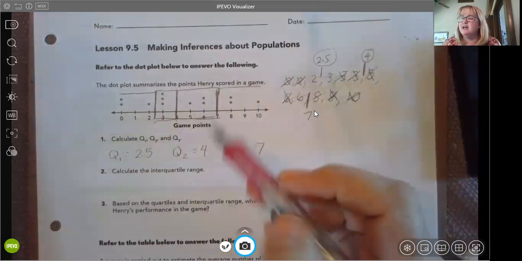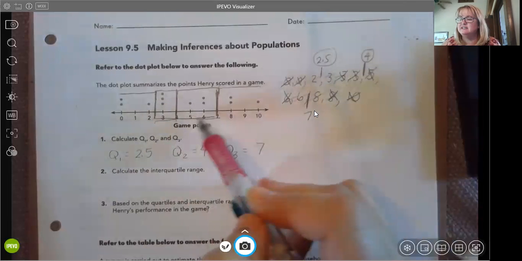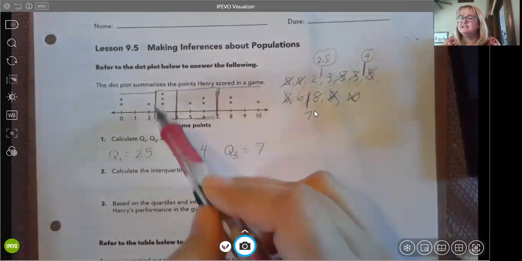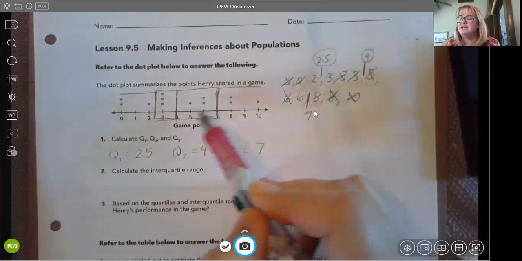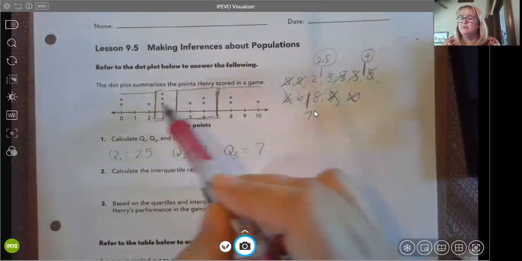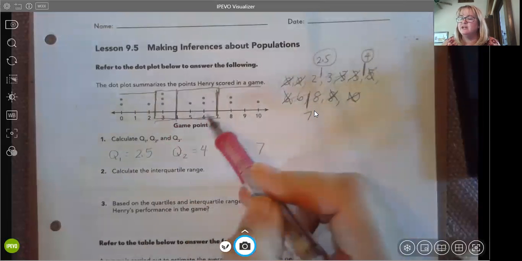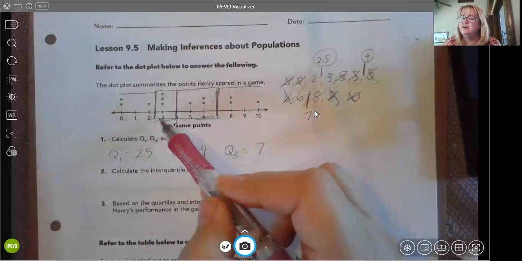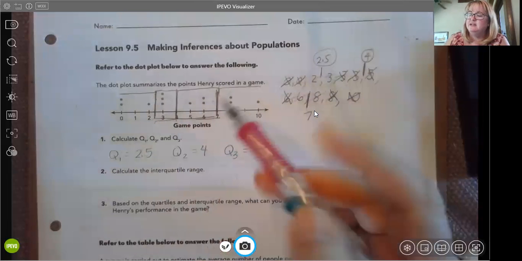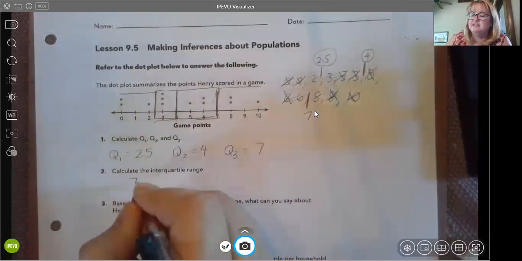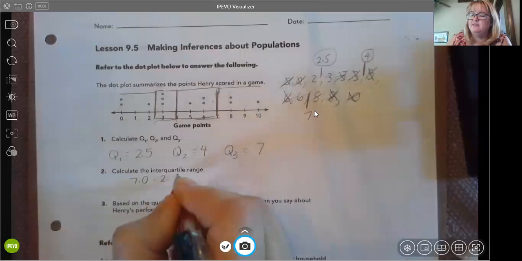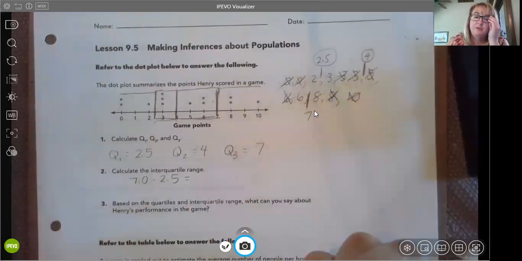Okay, the interquartile range is this. So 6 pieces of data are between these two numbers. Well, what the interquartile range is, is how far it is from 2.5 to 7. So we have to take 7 and subtract 2.5. And 7 minus 2.5 is 4.5.